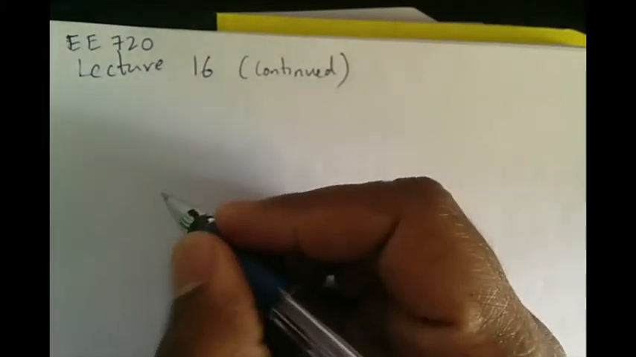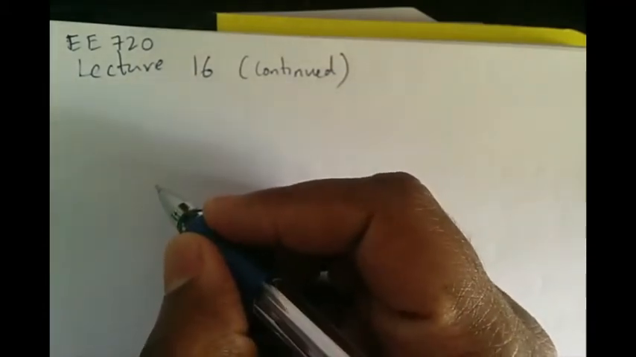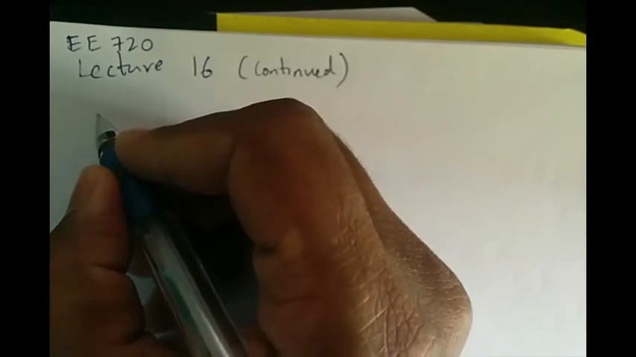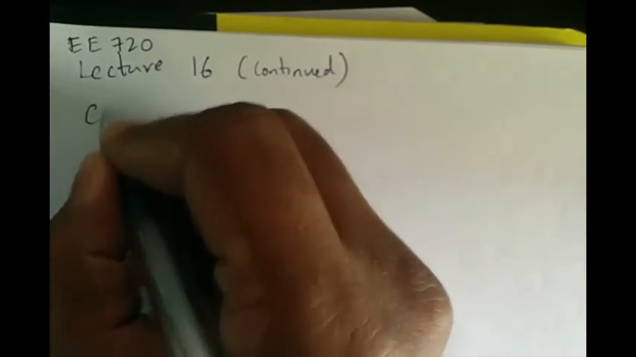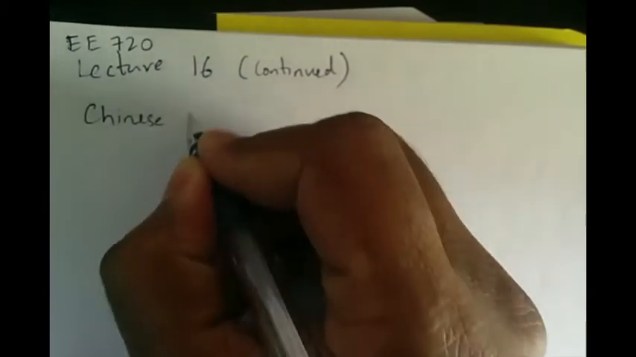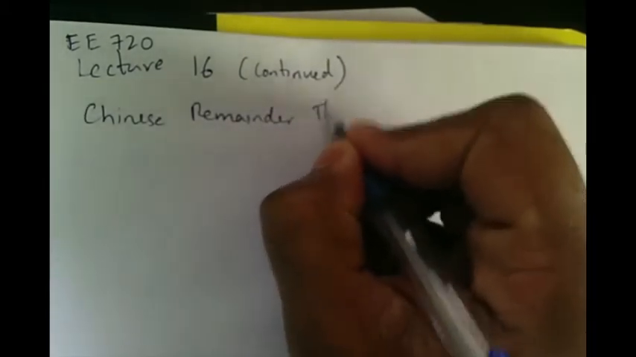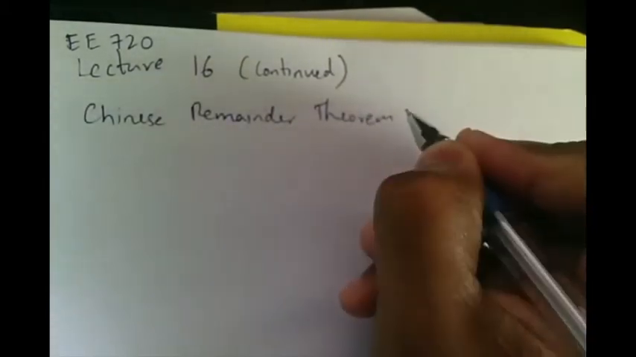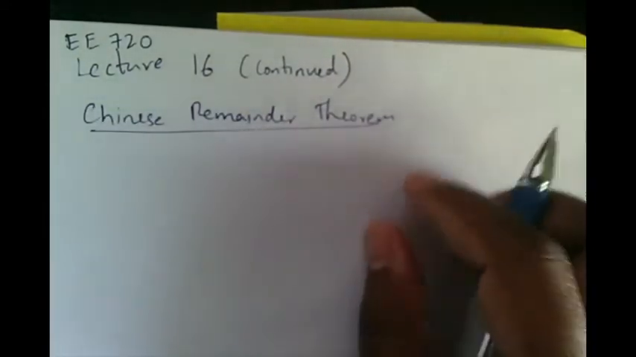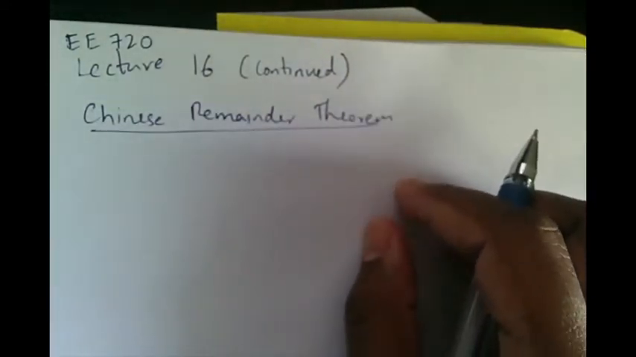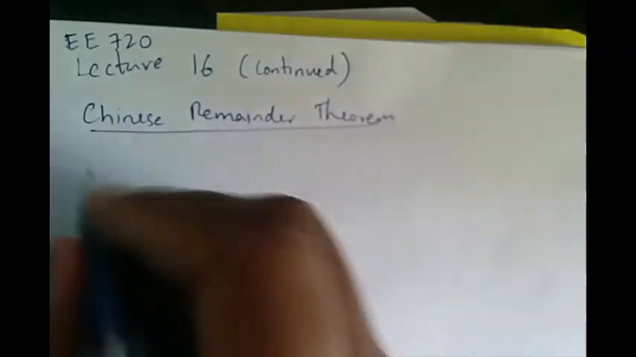So welcome back to this lecture 16. We are now going to discuss the Chinese remainder theorem. Before we state the theorem, let's recall the definition of group isomorphism.